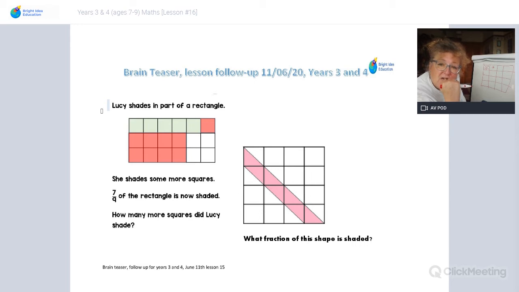So how many of those 32nds have been shaded? Because it's not an equal number, is it? It's 1, 2, 3, 4, 5, 6, 7. If it was 8, you could put them together and say, well, it's 4/16, but it's not. So how many 32nds?